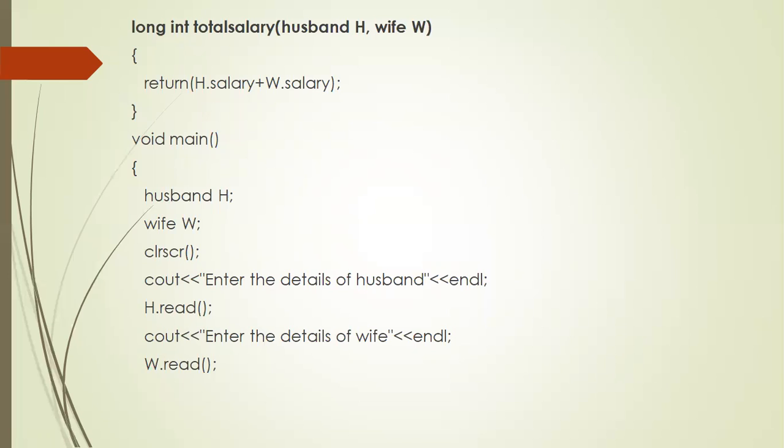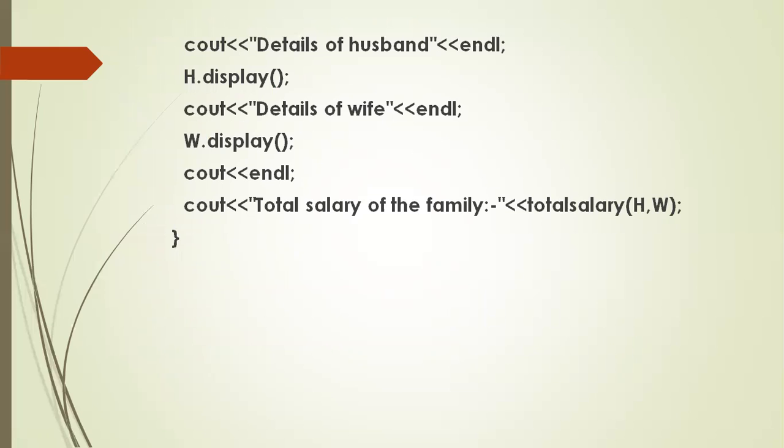Void main, then husband h, class name is husband, object name is h. Similarly, wife w, here the object name is w and the class name is wife. Next, first enter the details of the husband, meaning call the read function with h dot read. Then again enter the details of the wife, w dot read. So now we have input the name and salary of the husband, also the name and salary of the wife. Next, you display them. Details of the husband, call h dot display function. Similarly, details of the wife, w dot display.